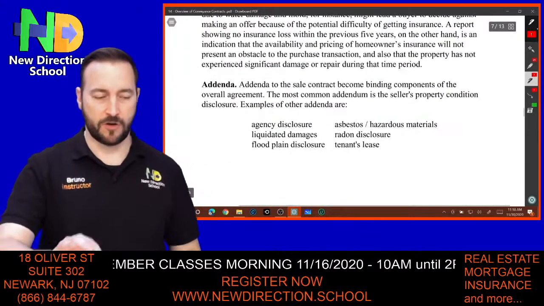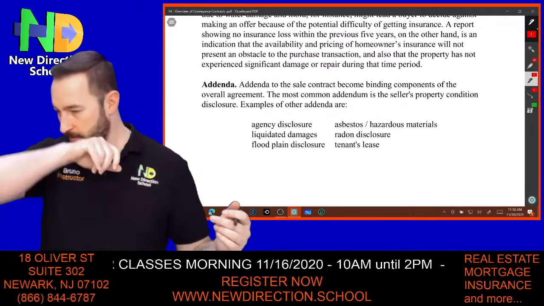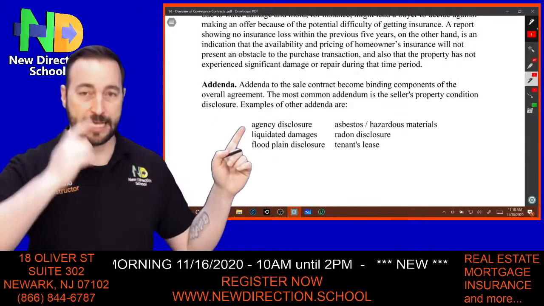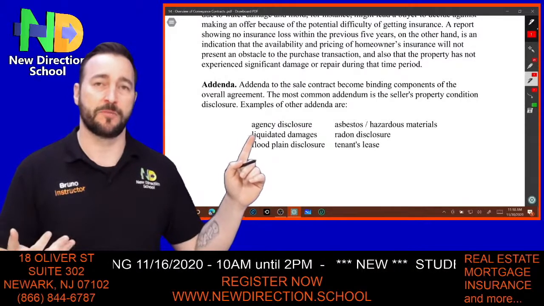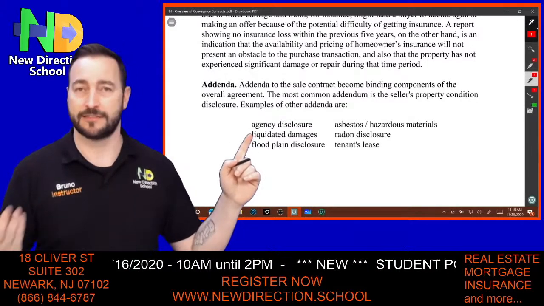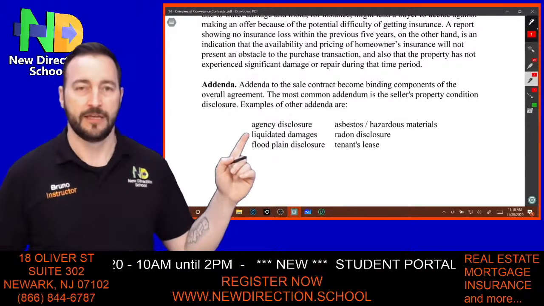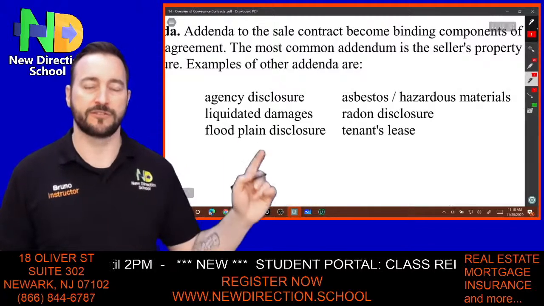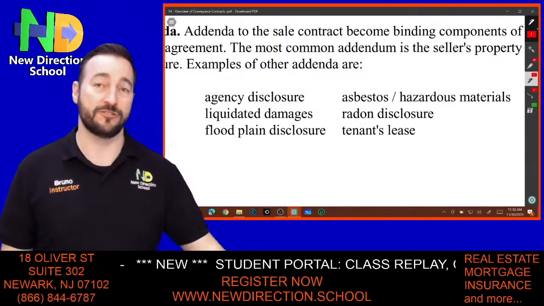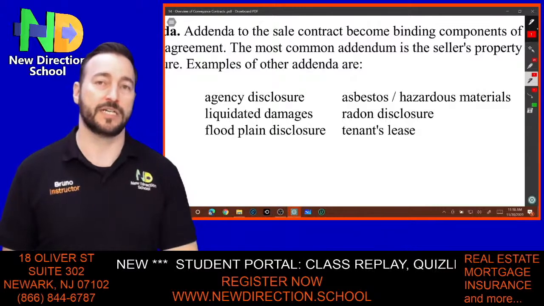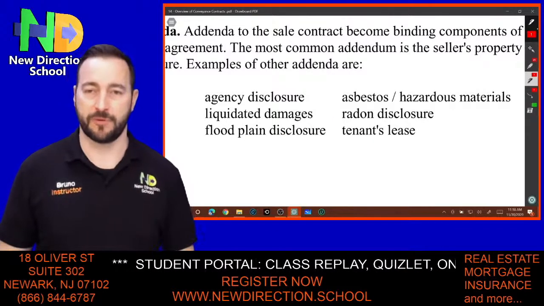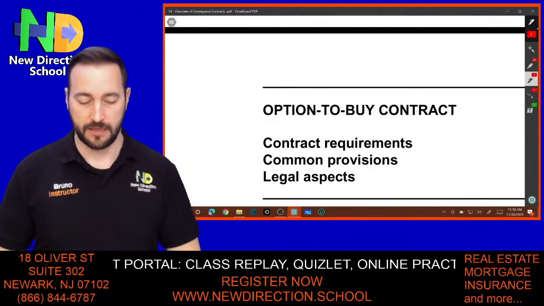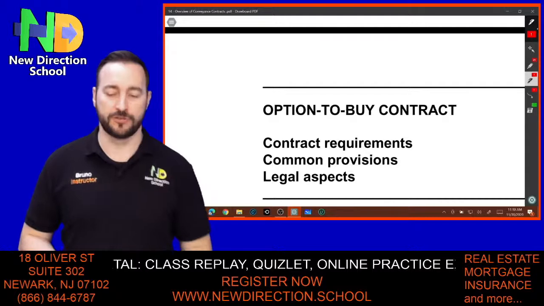All right, addenda are additions to the contract. Additions to the contract. They could be agency disclosure addenda. That's the cover page that says I represent you as a sales agent, buyer's agent, dual agent, whatever. Liquidated damages, that's the earnest money or good faith deposit. If it's in the flood zone, these are additional pages that are going to be added to the contract for specific purposes. Okay, these are addenda.